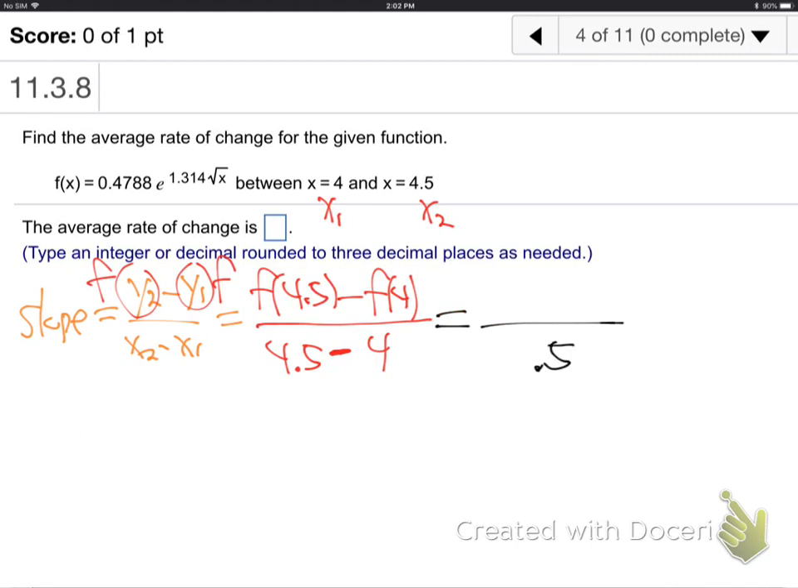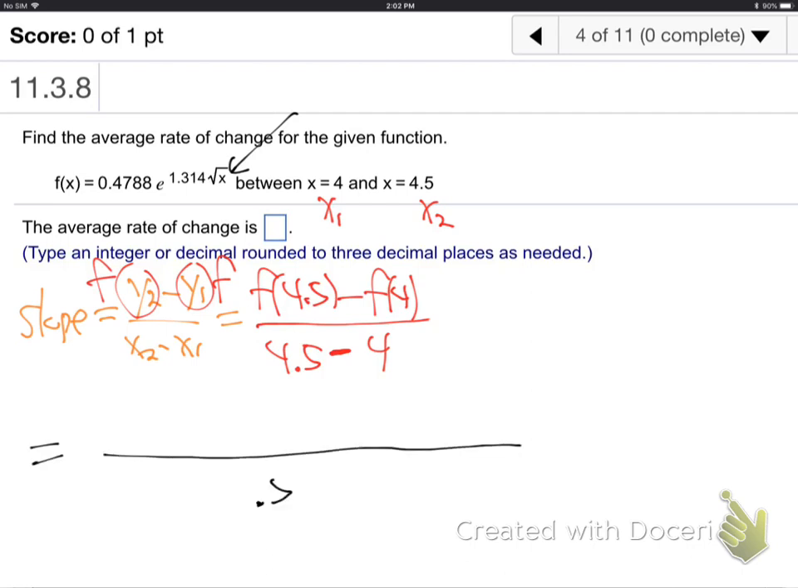Okay, let's crank it out. I'll do the bottom, 0.5. Here we go. How about that top? Well, you just got to plug into that ugly function. And we're going to basically use our calculator. There's no fancy stuff other than calculator. So 0.4788 e to the 1.314 square root of 4.5. That's where the x is. You plug the x in right there, don't you? I am totally out of room already. I'm going to have to bring it down here. This is a crazy one. So here we go again.